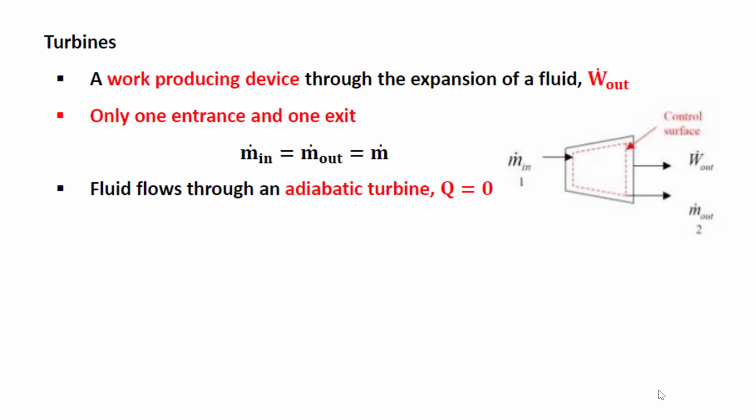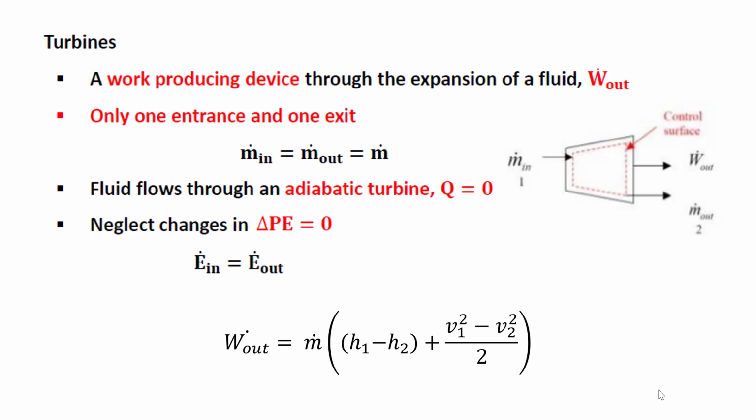Turbine is also a device considered to work in an adiabatic process where no heat transfer occurs, so Q is equal to 0. There is also no change in the elevation at entrance and exit, so the potential energy is considered 0. We rewrite the first law energy equation, and we will get work out, or W out, equal to m dot times H1 minus H2 plus V1 square minus V2 square over 2.